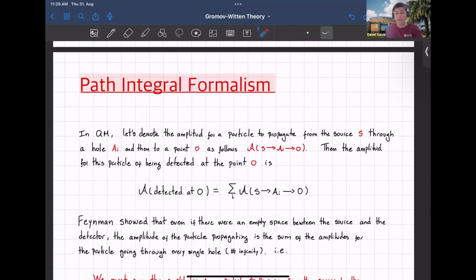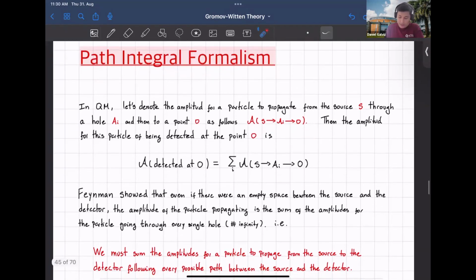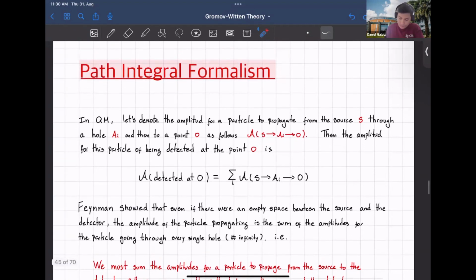Then we say the whole amplitude of the experiment, because you really don't know in quantum mechanics which one of these holes the particle goes through, will be the sum of each of the single amplitudes. Okay, so it will be the sum.